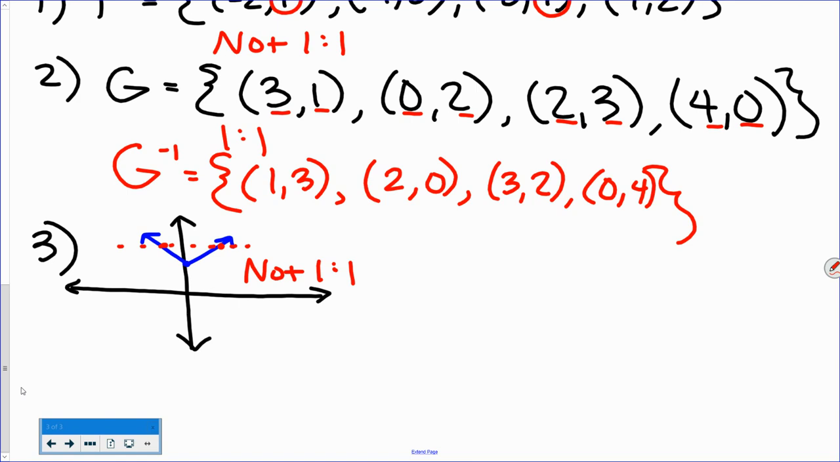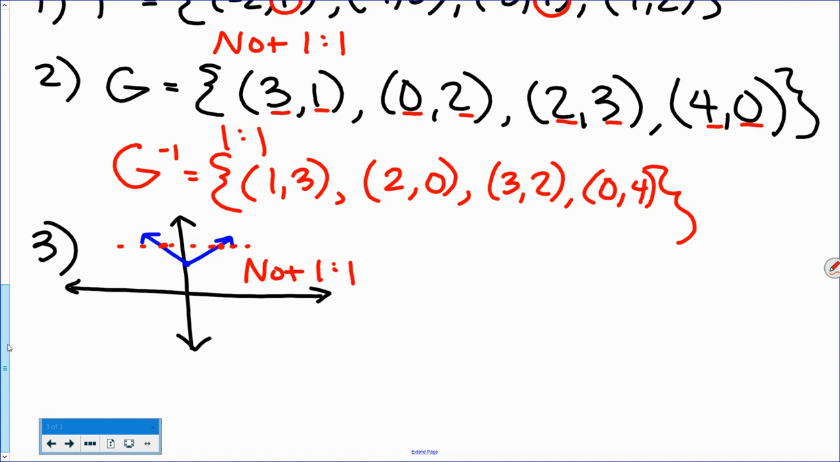Would it be a function? Yes, it'd pass your vertical line test. All right, anyone remember what kind of graph this was? What type of function? We're learning about it in Algebra 2 right now. Absolute value graph. You won't have to know that, but it's cool if you remember it. I mean, I think it is.